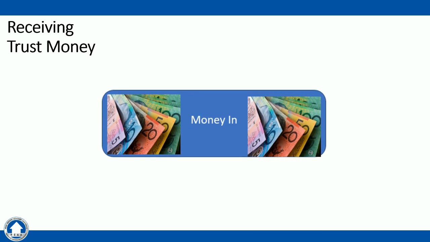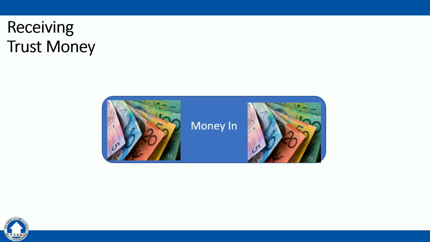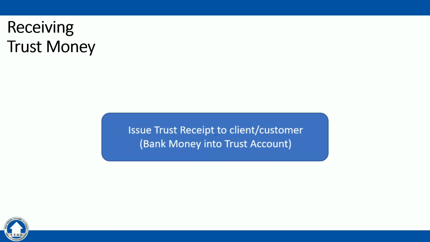We will now take a closer look at the processes involved in receiving trust money. So the first obvious step is that the money comes in. The money can come in by way of cash, EFT, direct transfers, checks. All of those are valid ways that someone can pay money to the agency, and from there our process begins. The next step is to issue a trust receipt to the client or customer that has paid the money to the agency. So we will look at this process now.